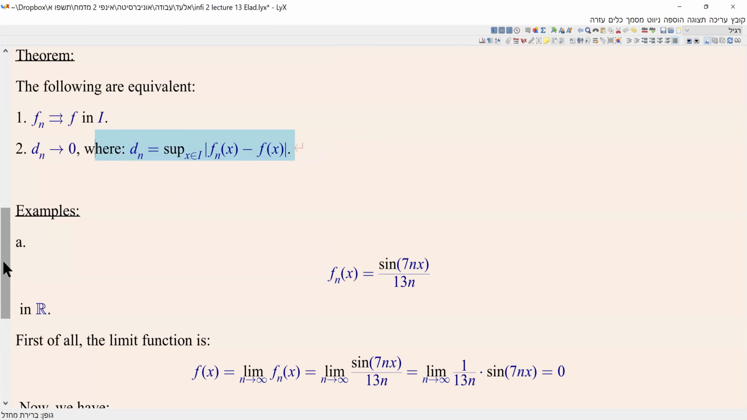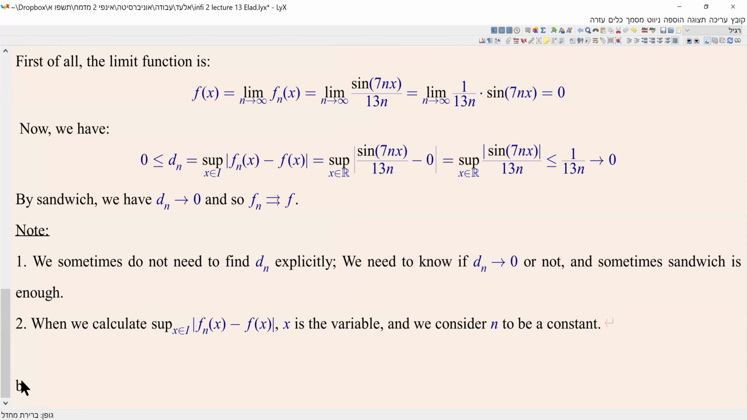I understand all of that. Just why at the beginning did you start off with 0 being smaller than or equal to dn? It says now we have 0 smaller than dn is equal to blah blah blah. Why is 0 smaller than dn? Because dn by definition is the supremum of something in absolute value, and absolute value is always greater than or equal to 0. Right. Okay. Cool.